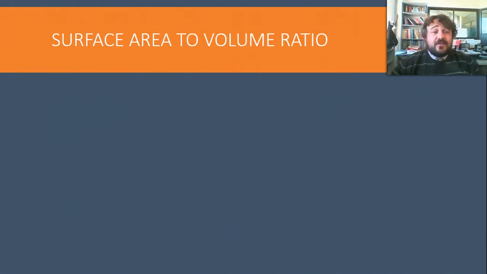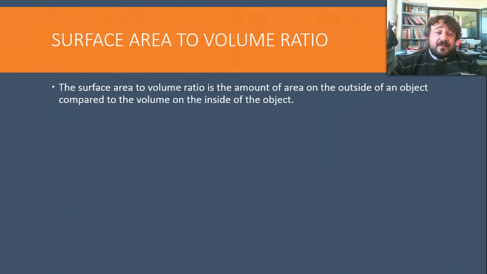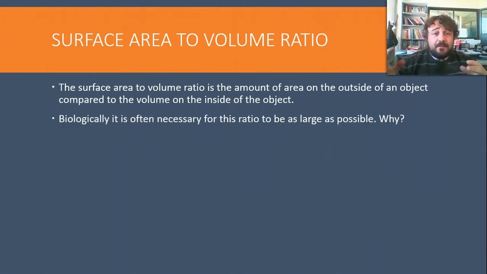Okay, so what is the surface area to volume ratio? Basically, it's the amount of area on the outside of an object compared to the volume on the inside. Now, biologically, it's often necessary for this ratio to be as large as possible, so to have as much surface area for as small a volume as possible.